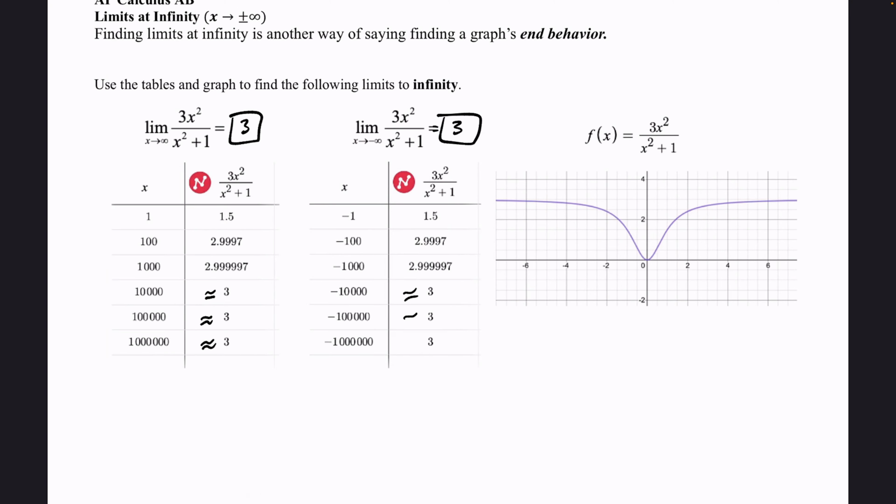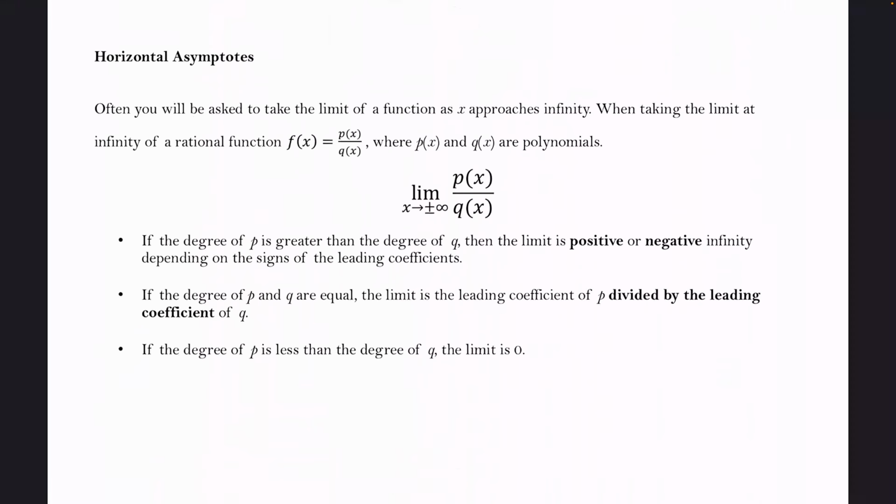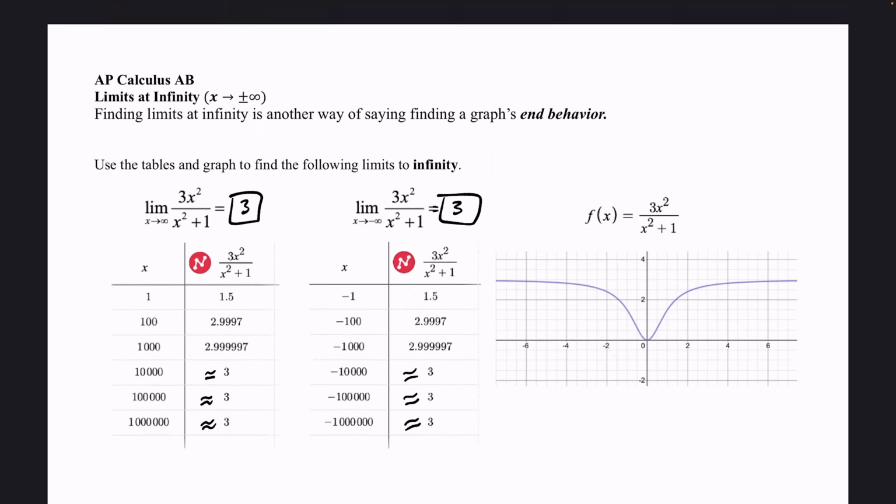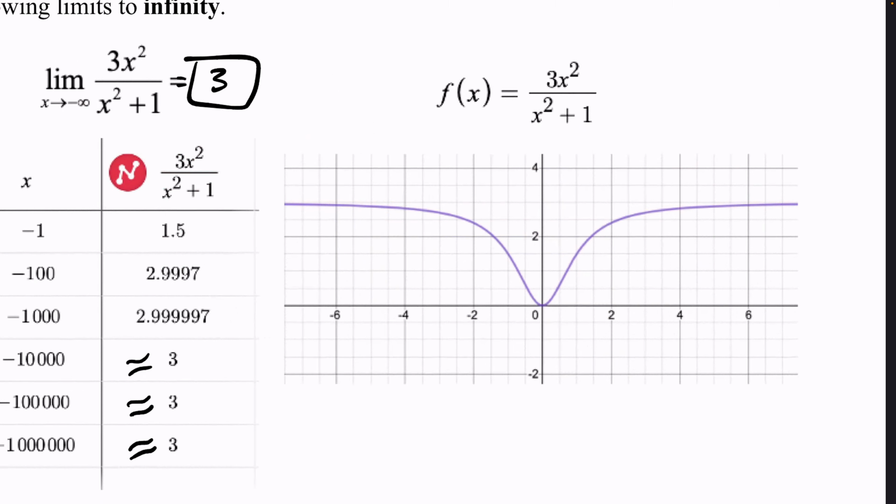All right, so let's take a look at this idea of a horizontal asymptote. We know how to do vertical asymptotes. We talked about that last week. Horizontal asymptotes are the same idea. They're just going in a different direction. They're going horizontally. So the horizontal asymptote for this guy would be at 3. We say horizontal asymptote at y equals 3.